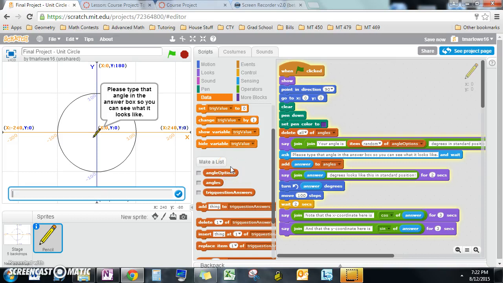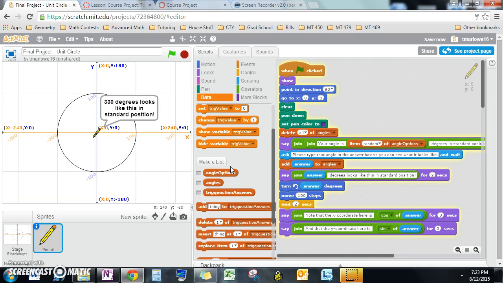So now that we have our sprite asking us a randomized unit circle angle, now we need to come up with some coding that's going to help us draw that unit circle angle so we can get a good visualization of what's going on to better be able to later on answer some questions about the sine, cosine, or tangent of it. So the angle is 330, so it'll draw it, and then it can also tell you what the x coordinate and the y coordinate of that angle is where it intersects the unit circle.